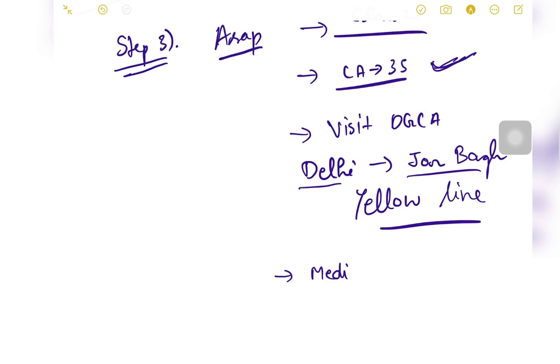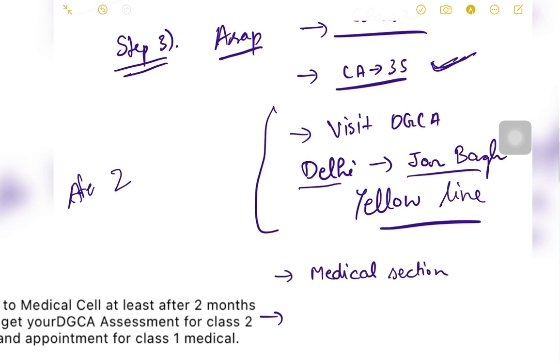Once you go to the medical section, ask for your assessment, but go at least 2 months later. You have to visit the DGCA after 2 months. Why 2 months? Because it normally takes 2 months to get everything done. Okay, 2 months normally.